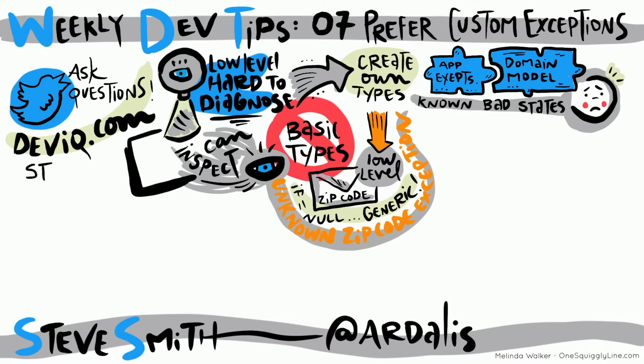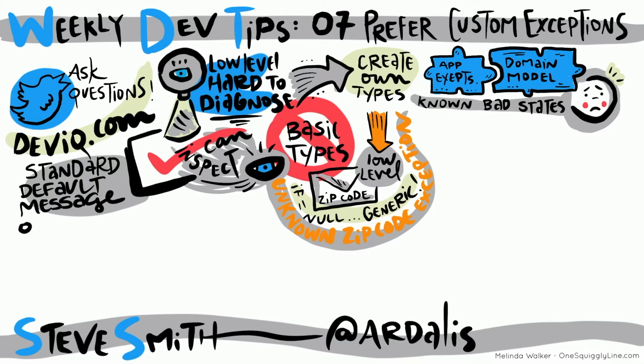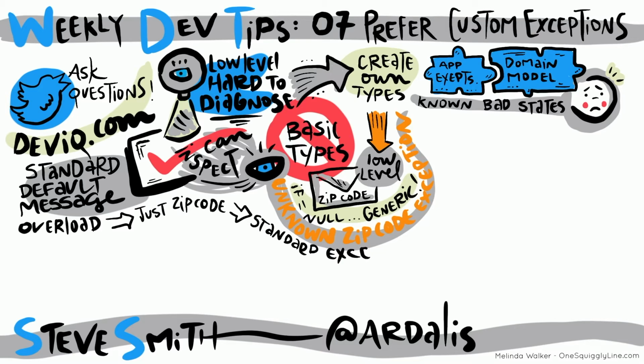In fact, in many cases, you can go a step further than this. You can create another overload of the constructor that sets a standard default error message so that you're consistent and your code is more expressive with fewer magic strings in your code. For example, you could add an overload that also is for the unknown zip code exception, but instead of taking in both a message and a zip code, it could take in just the zip code, and then it could pass into the other constructor the standard exception message that you want to use. For instance, a string that says unknown zip code.